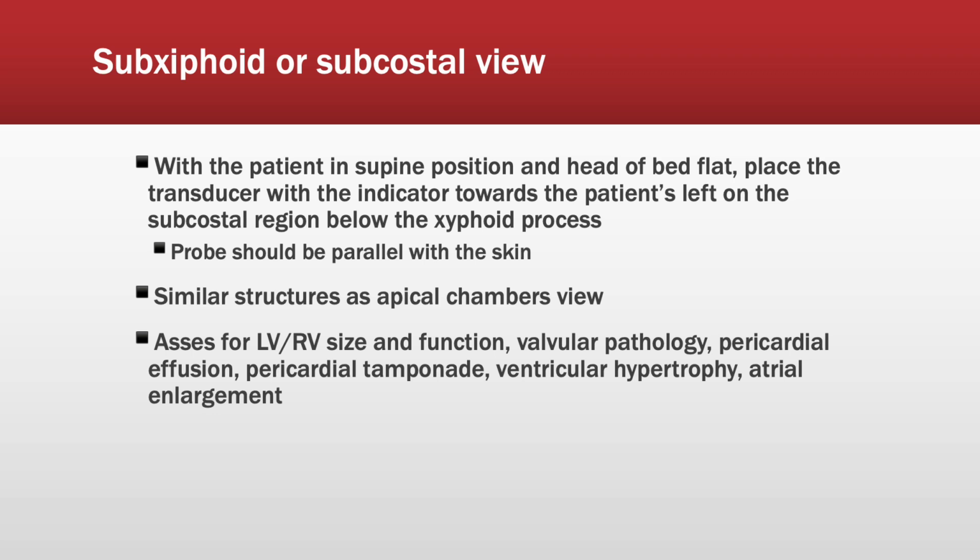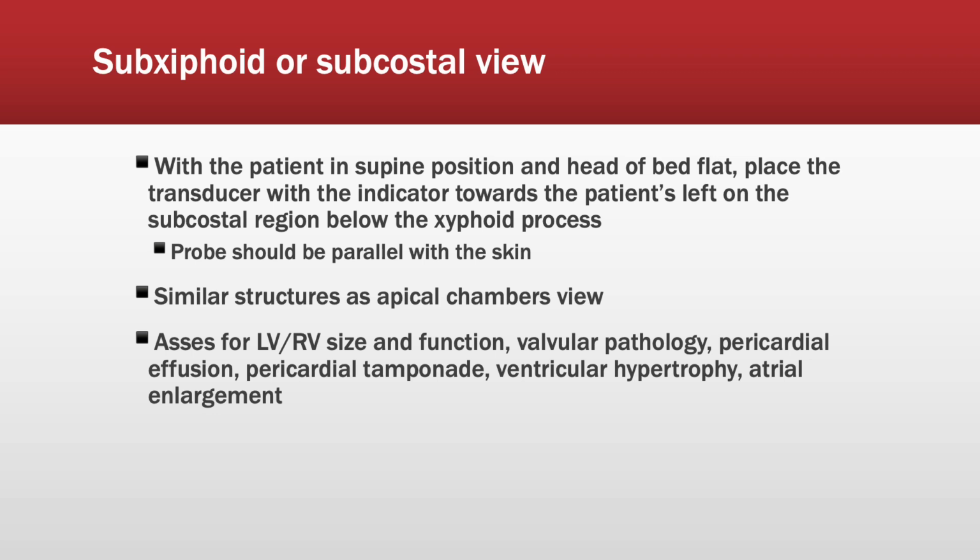To obtain this view, we have the patient in the supine position and the head of the bed flat. We're going to place the transducer with the indicator towards the patient's left flank in the subcostal region right below the xiphoid. It is very important to keep in mind that our probe is going to be parallel with the skin in order to get this view. So you have to grab the probe with an overhead kind of grip, and I'll have an example of that in the next video coming up.